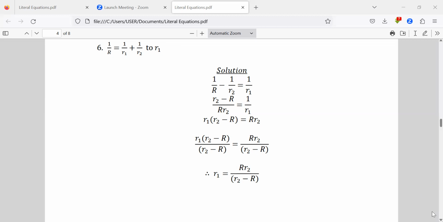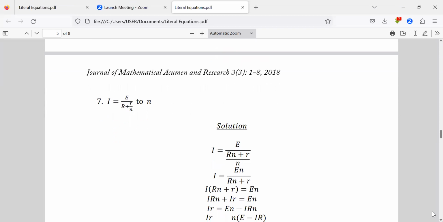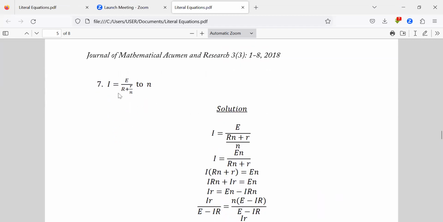We want to move on to the next question. If we look at this one too, we have our I being equal to the whole of this expression, E over R plus small r over n. And we want to make this small n here the subject. So we write the whole of this down.